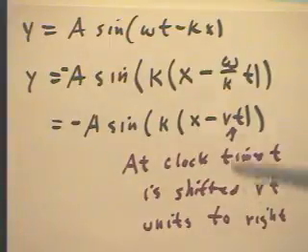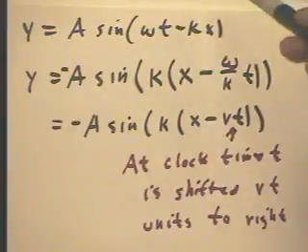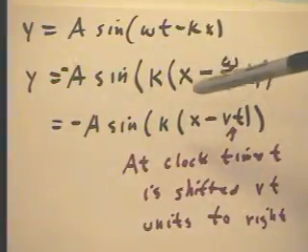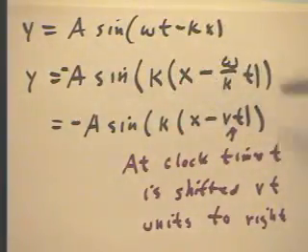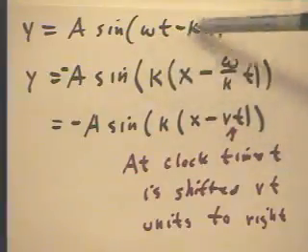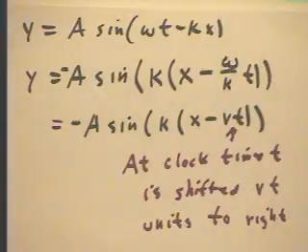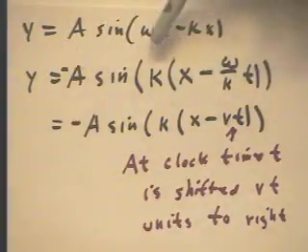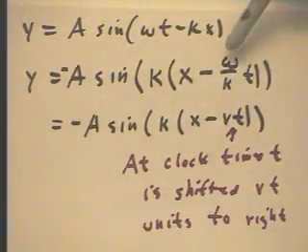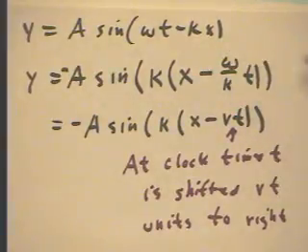Okay, in the first place, A sine of omega t minus kx, we can rearrange what's in here. First of all, we're going to take the negative of what's in here. We're going to say we have negative A times the sine of kx minus omega t. But we're going to factor the k out of all expressions, and we get k times the quantity x minus omega over k t. This is a graph of y equals negative A sine of kx shifted to the right by omega over k times t. So this omega over k times t is the shift of the graph.